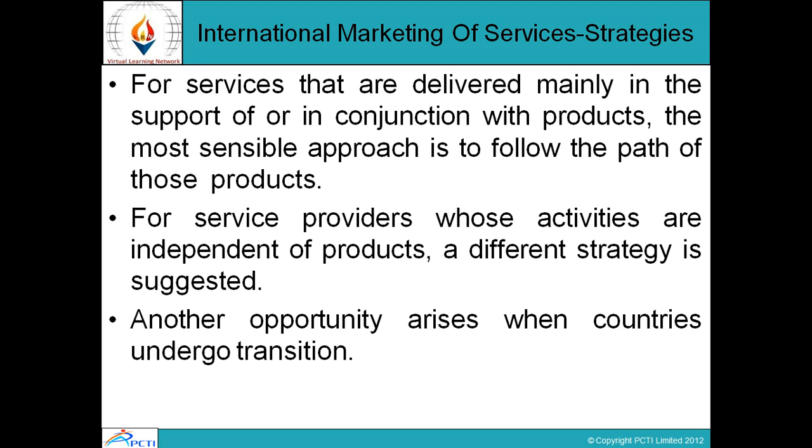Another opportunity arises when countries undergo a transition. For example, when new transportation services are introduced in an overseas country, an expert in containerization may exploit the opportunity and offer container service to improve efficiency.